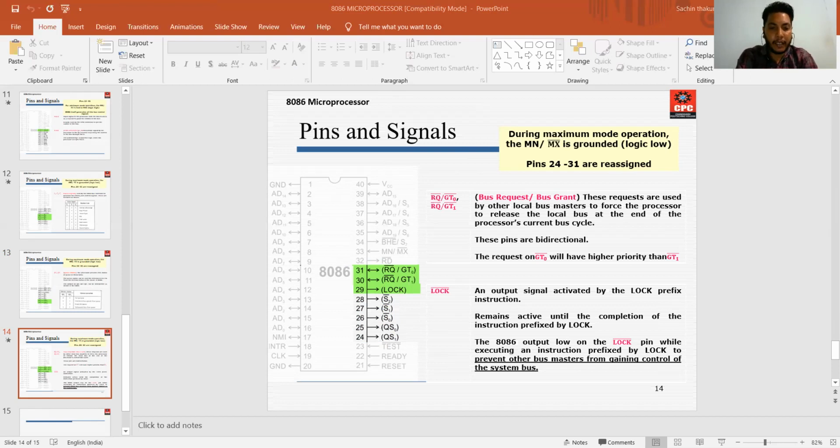This pin RQ/GT0 has higher priority than RQ/GT1. So this pin number 31 has higher priority than pin number 30.